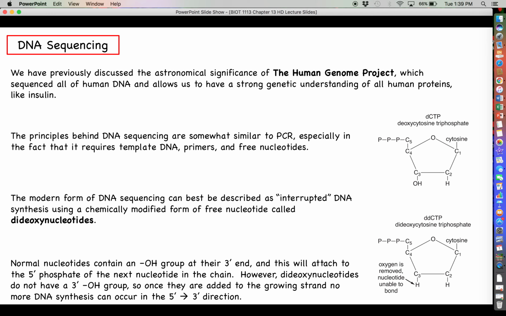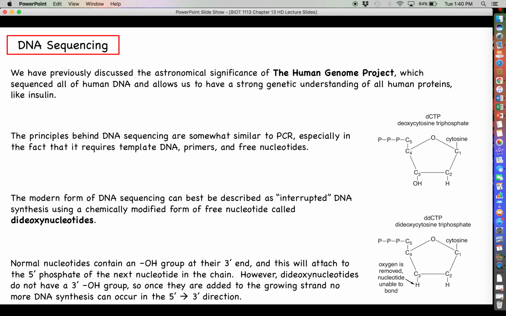So what makes a dideoxynucleotide different from your typical deoxynucleotide? Normal DNA nucleotides contain a free hydroxyl group at their 3' end. If you recall way back to, what was it, Chapter 4 when we discussed all this, a nucleotide has a phosphate group at its 5' end and a hydroxyl group at its 3' end. So when you're talking about synthesizing DNA from 5' to 3' direction, you're talking about a 3' hydroxyl forming a bond with the incoming 5' nucleotide.